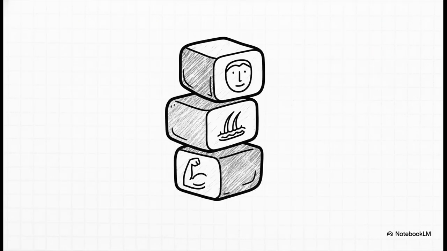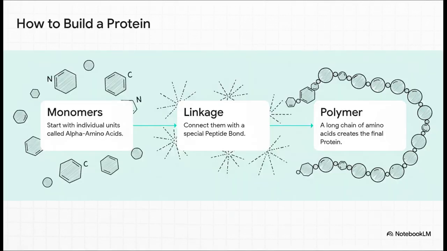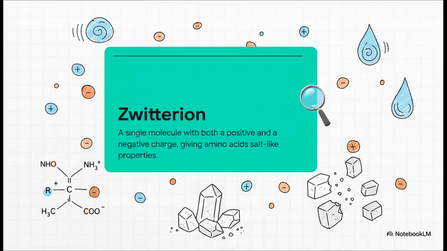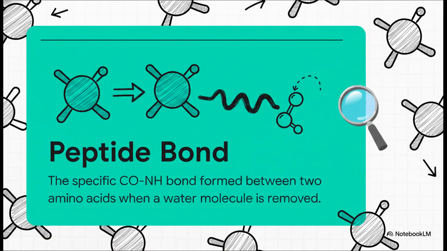Next up, proteins. These are the literal building blocks of, well, you. So how do you build a protein? Well, you start with basic monomers and link them together. All these amino acids have a common core, but that R group makes each one totally unique. And in water, they do this cool thing. They form a Zwitterion with two charges. Those amino acids link up using what's called a peptide bond. It's a really strong connection.